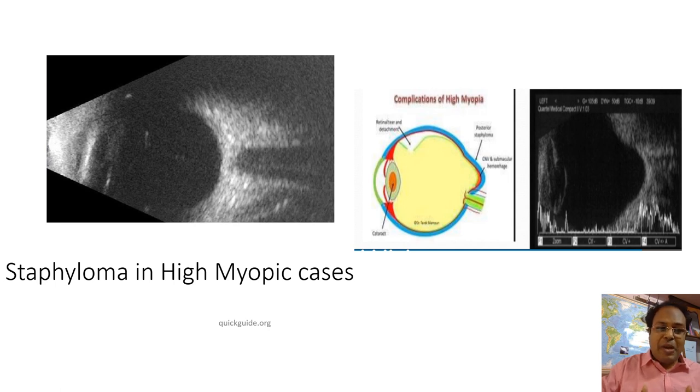By posterior staphyloma, we understand that in such patients the anatomic axial length and the refractive axial length are not matching. So in these cases, we need to rule out posterior staphyloma, especially if we want to implant a premium IOL, because the patient expectations will be very high and we cannot afford to run into a refractive surprise.